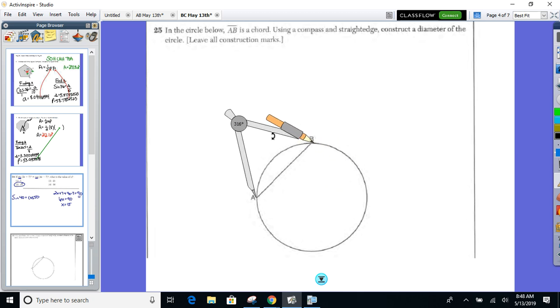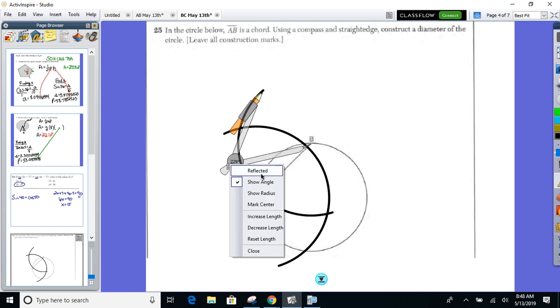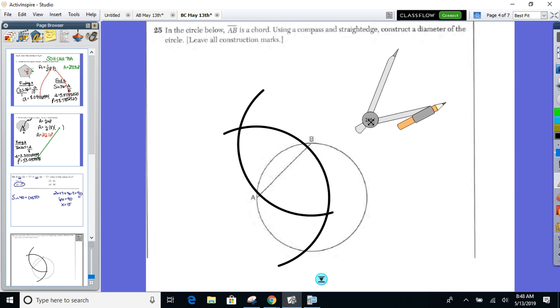So open up your compass more than half the length. Draw a decent size arc like we've been doing all year. Keep the compass opening the same. Go over the other end point. Line up your straight edge and draw in your diameter.